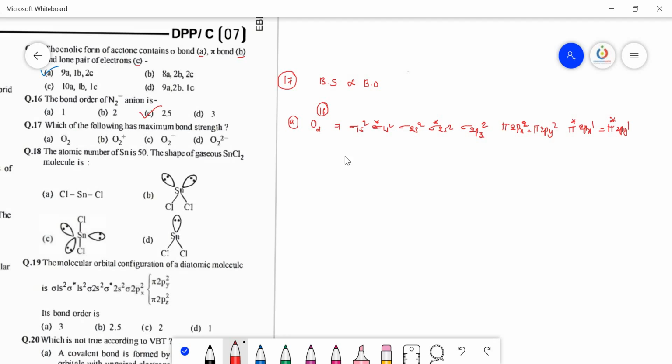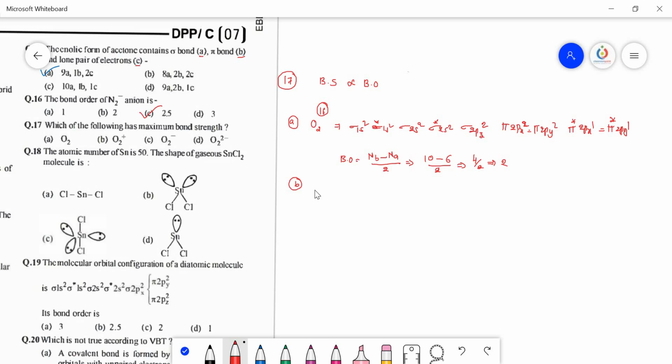Now calculate the bond order. Bond order equals number of bonding electrons minus number of anti-bonding electrons divided by 2. So bonding electrons 2, 4, 6, 8, 10 minus anti-bonding electrons 2, 4, 4 plus 2, 6, divided by 2 equals 4 by 2, that equals 2. So there is a double bond between the two oxygen atoms in the O2 molecule.